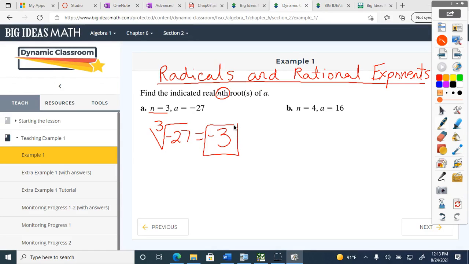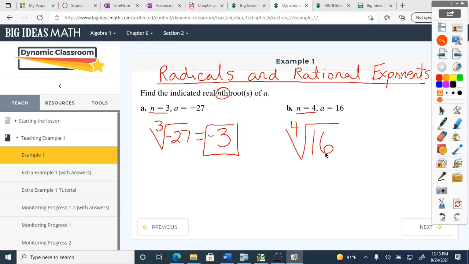Part B. Fourth root of 16. Just to make sure, because I don't want you to be like a little robot that just types it in a calculator and doesn't understand: the fourth root of 16 is asking what number do you have to multiply by itself 4 times to get 16? Something times itself times itself times itself. 4 times.